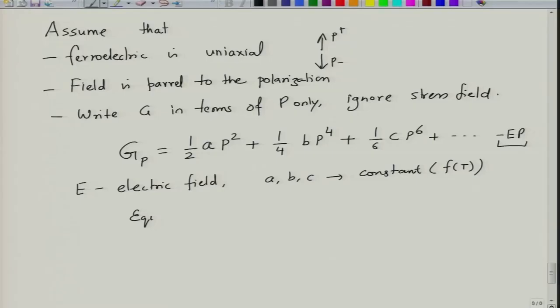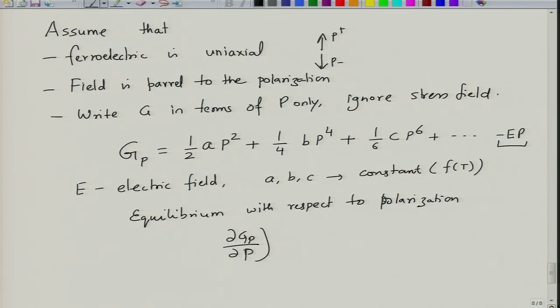And let us say you want to now find out where is the minima of energy with respect to polarization. So equilibrium with respect to polarization is achieved by minimizing the free energy. So we say that del G by del P at a constant temperature is equal to 0. Okay. So if we do that, then this expression can be AP plus BP cube plus CP5 minus E is equal to 0.